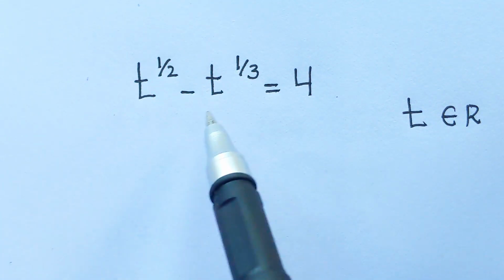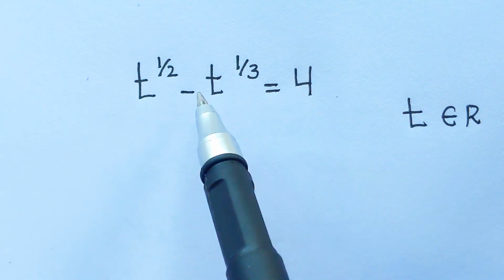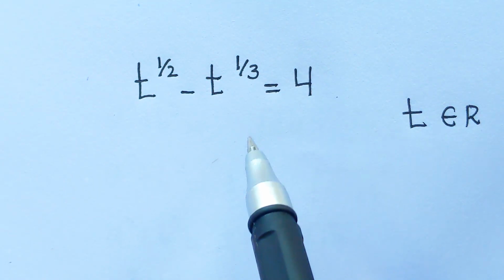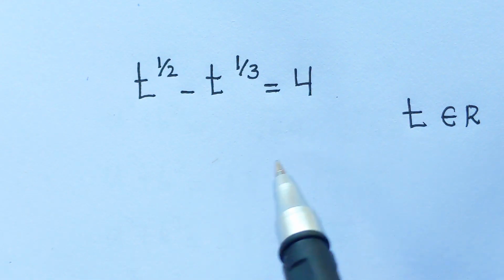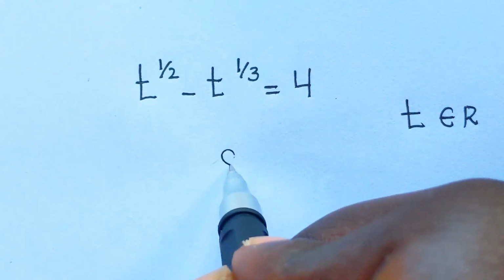Today in this video I have given a question: t to the power 1/2, that is the square root of t, minus t to the power 1/3, that is the cube root of t, is equal to 4. The condition we have been given is that t is an element of the real numbers. Solution.